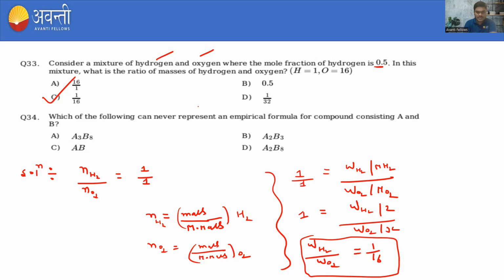So we can easily say that, because in an empirical formula, the ratio of the number of atoms in the molecule has to be a simple whole number. Right. And 2 by 8 is not a simple ratio and can be reduced to 1 by 4. So an empirical formula must consist of the simplest ratio, which is not the case in option D. That's why option D is the incorrect one.